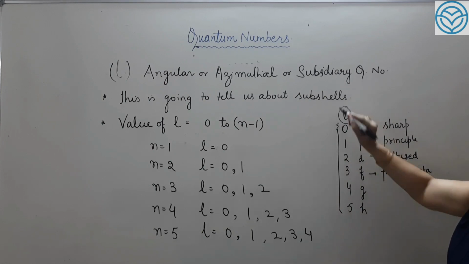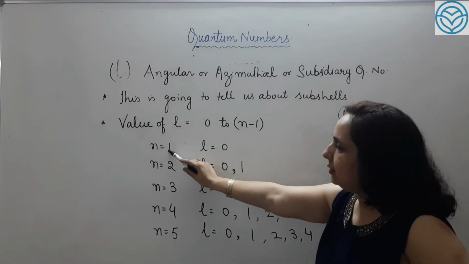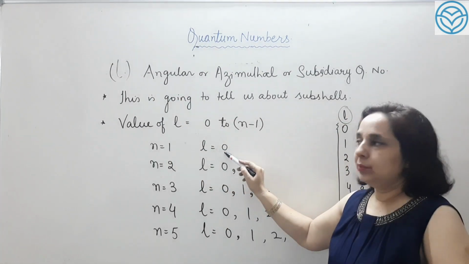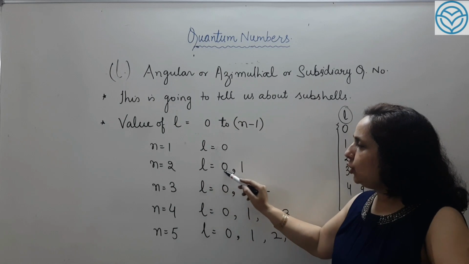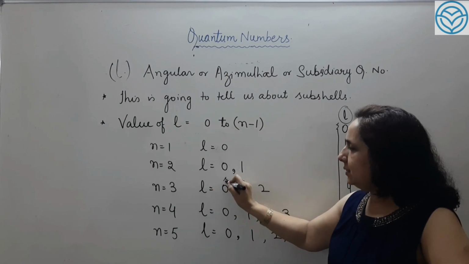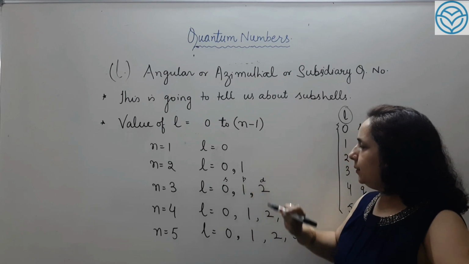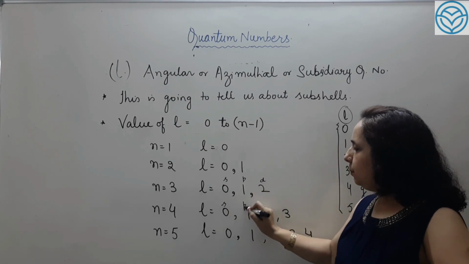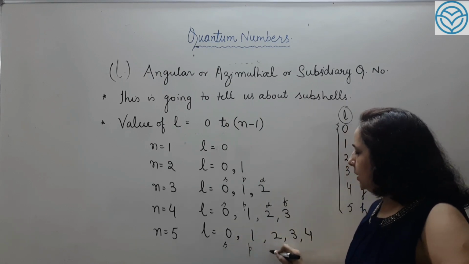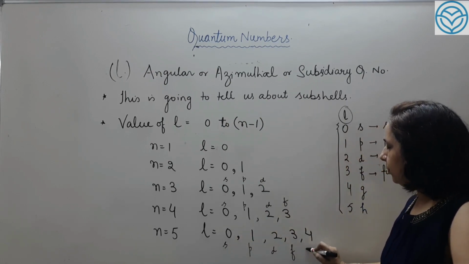L, that is the angular quantum number. It means for n 1, L 0, that means S room. For n 2, L 0 and 1, S room, P room. For n 3 it is S, P, D. For n 4, S, P, D, F. And for n 5, S, P, D, F and G.